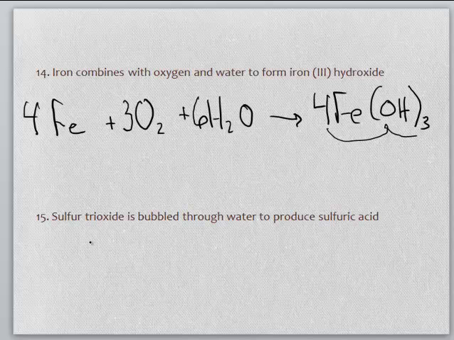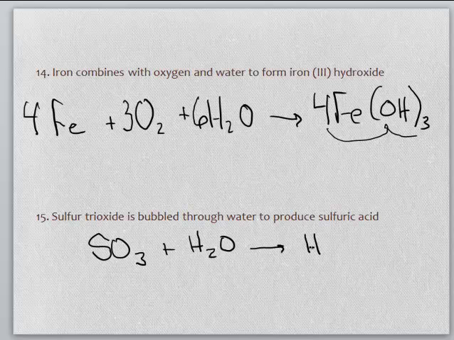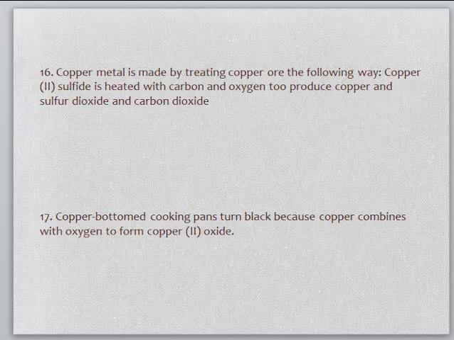Okay, 15 says sulfur trioxide is bubbled through water, which means it reacts with water, and it's going to produce sulfuric acid. So we can balance the sulfurs, 1 and 1, the hydrogens, 2 and 2, and the oxygens, we have a total of 4 and 4. So that one again balances without having to add anything.